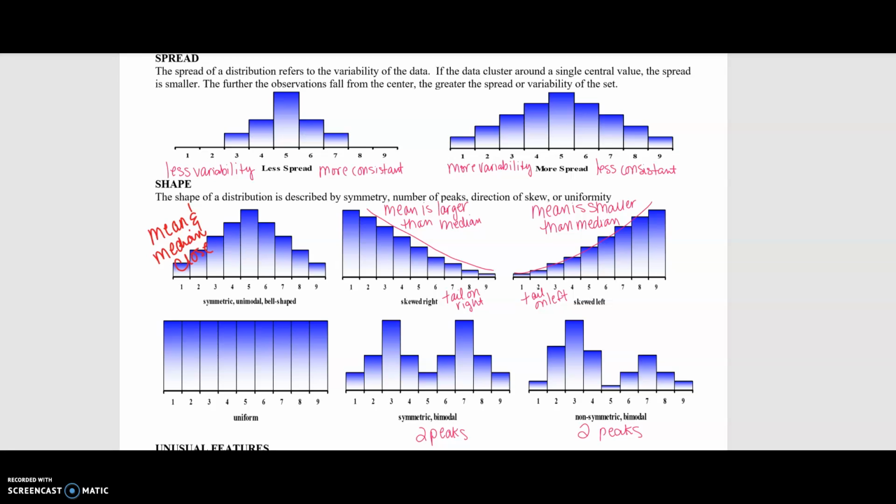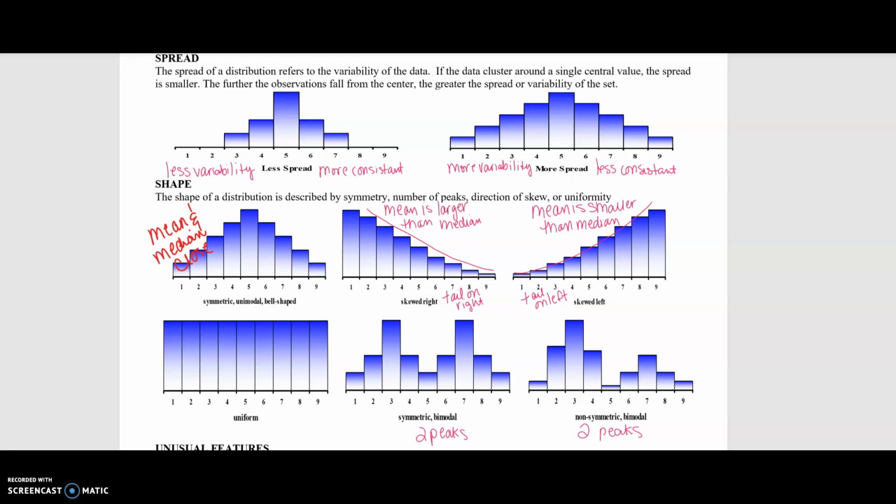Looking at the spread of the distribution, it refers to the variability of the data. So when we say something has less spread, the data is closer together, meaning there is less variability. This means that the data is more consistent. When the data is more spread apart, then we're talking about having more variability. That means the data is less consistent.